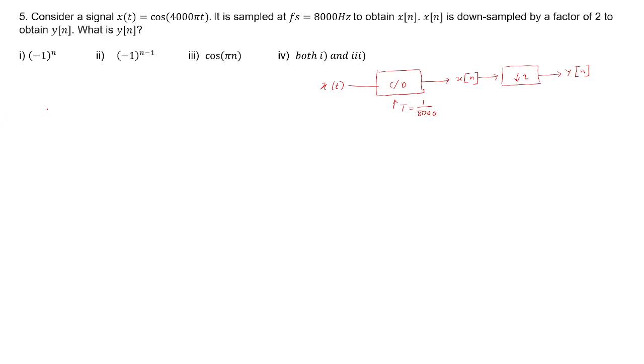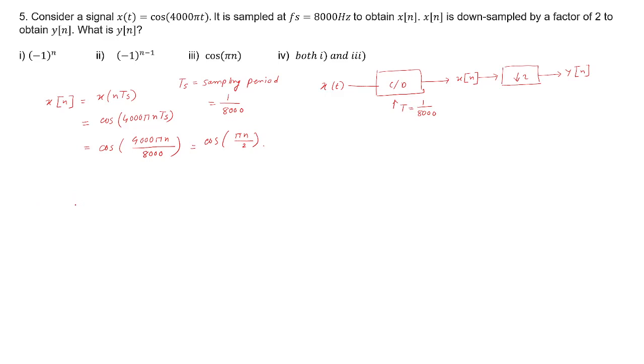So let us make use of this fundamental continuous to discrete time representation, the equivalence between them. X of nTs, so x is cos 4000 pi t, we replace t with nTs, where Ts is the sampling period given by 1 over 8000. So it is cos 4000 pi nTs. It is nothing but 4000 pi n over 8000, which is cos pi n by 2.